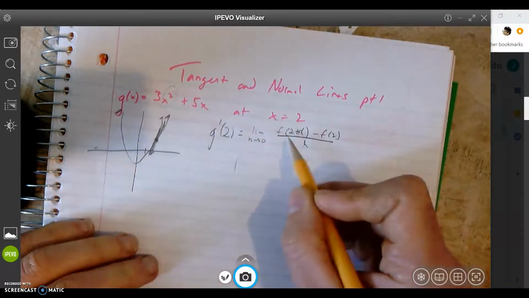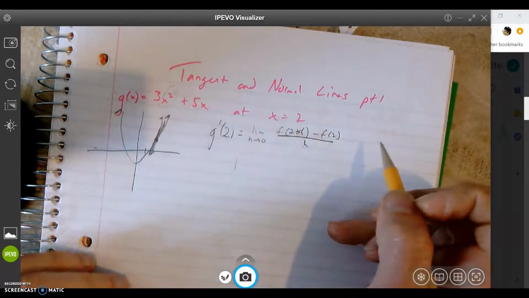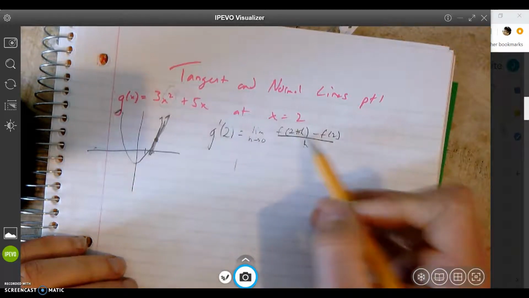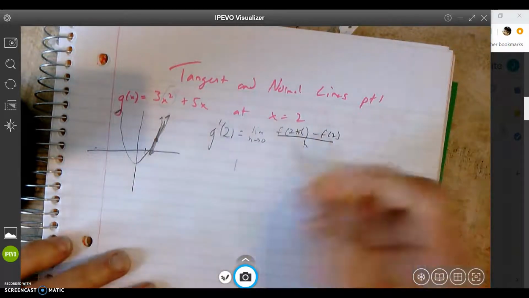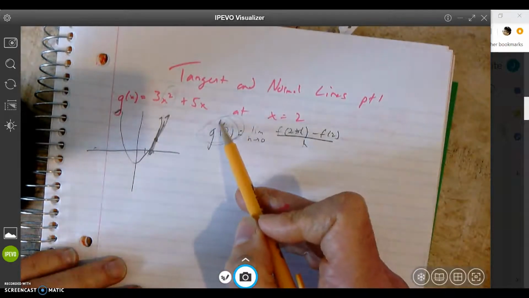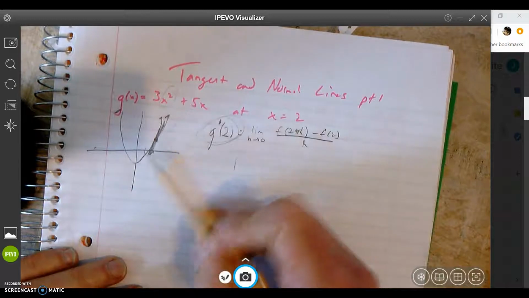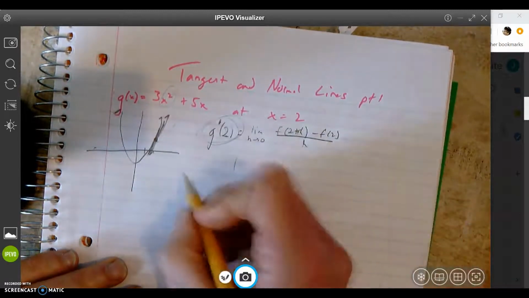Because if I plug in 0 right now, I'm going to get 0 over 0, which is indeterminate, so I need to actually do some figuring here. No problem. This means derivative or slope. This little apostrophe means g prime of 2, which means the slope at 2. Maybe it's positive, let's find out.